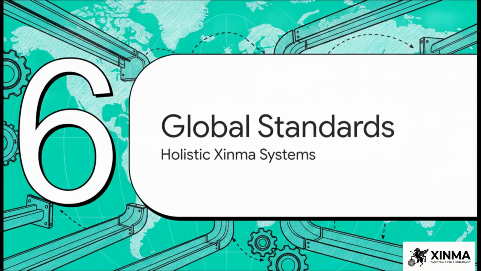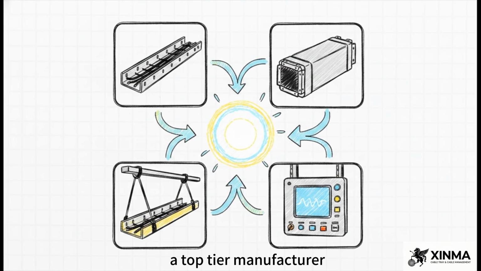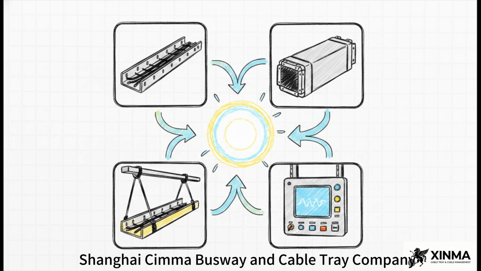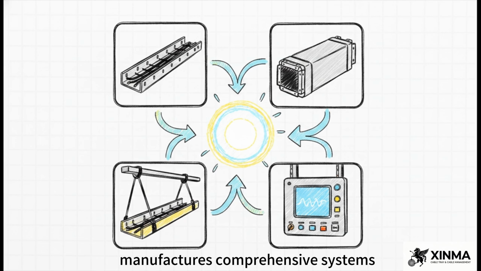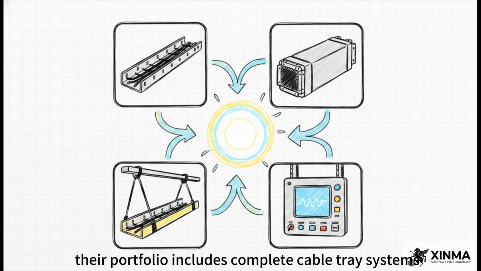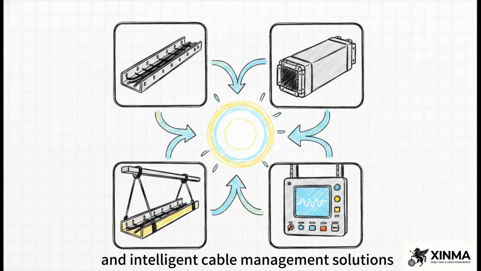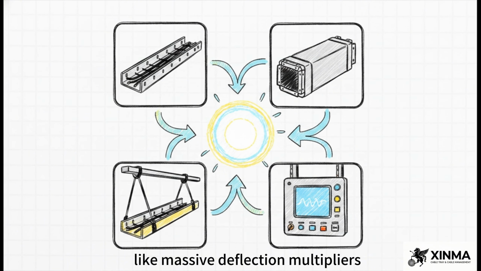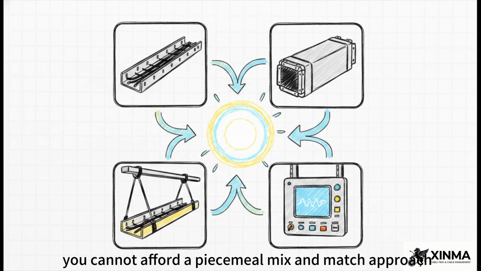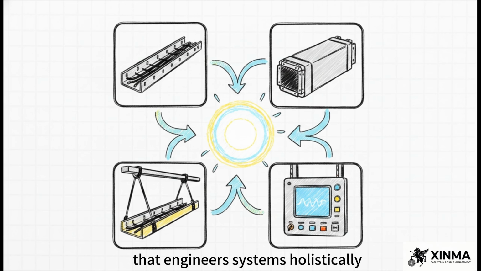Section 6. Xinma, meeting global standards. Finally, let's look at how a top-tier manufacturer actually aligns with these demanding requirements on a global scale. Shanghai Xinma Busway and Cable Tray Company, or just Xinma, manufactures comprehensive systems designed for these exact challenges. Their portfolio includes complete cable tray systems, busway, seismic bracing, and intelligent cable management solutions. When you're dealing with complex variables like massive deflection multipliers, you cannot afford a piecemeal mix-and-match approach. You need a manufacturer like Xinma that engineers systems holistically, rather than just selling standalone parts.